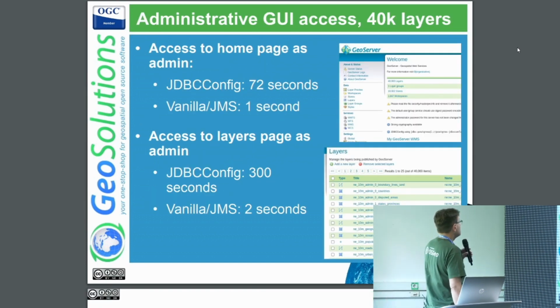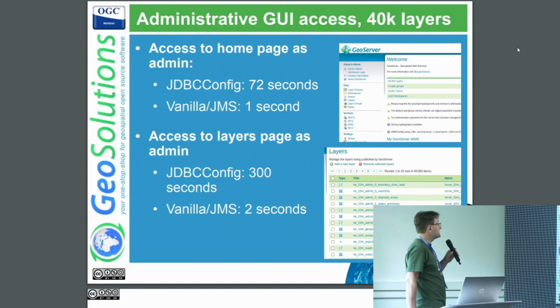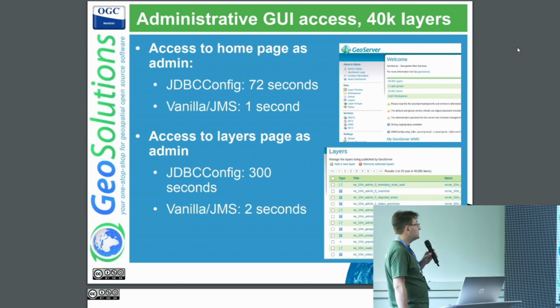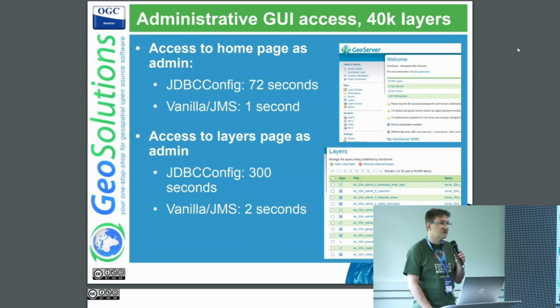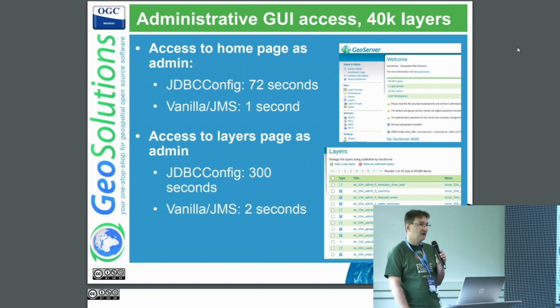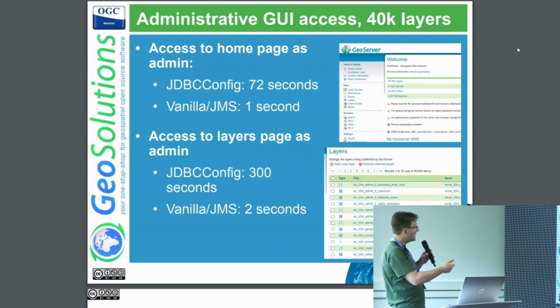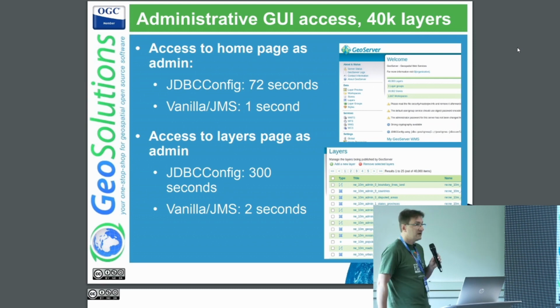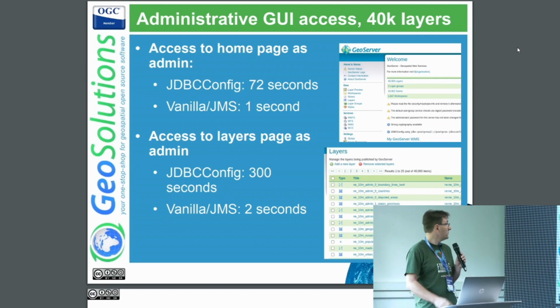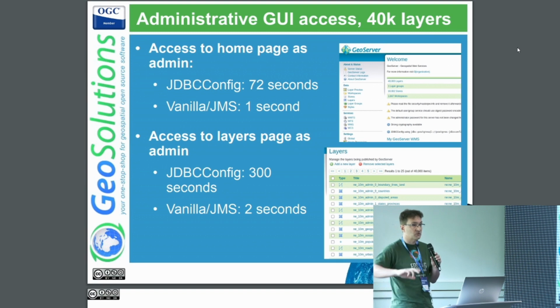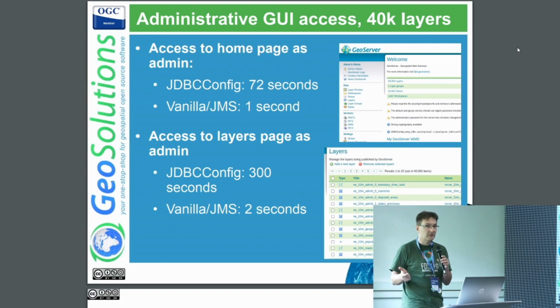I also tried administrative access with the 40K layers case, and this is where JDBC config is doing really poorly. I tried to access the homepage. With JDBC config, it takes 72 seconds. With the vanilla case, 1 second. I tried to access the layers page as an admin. With JDBC config, 5 minutes. With vanilla, 2 seconds. So JDBC config and the user interface with many layers don't play well together. If you have few layers, no problem. If you have many layers, it's unusable.